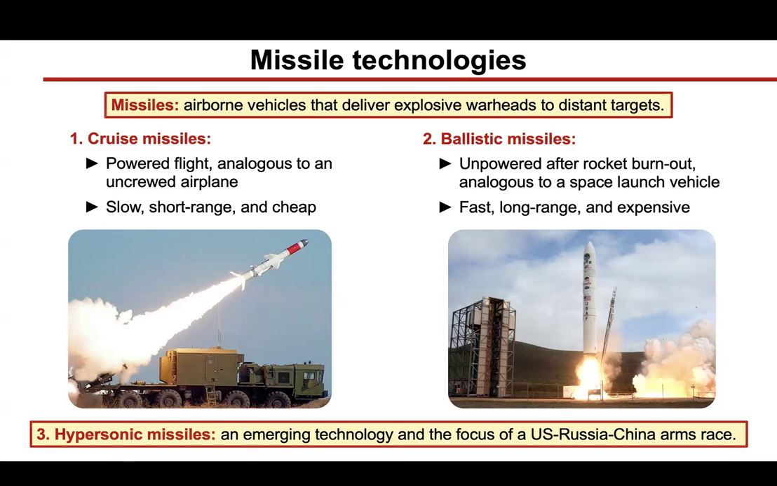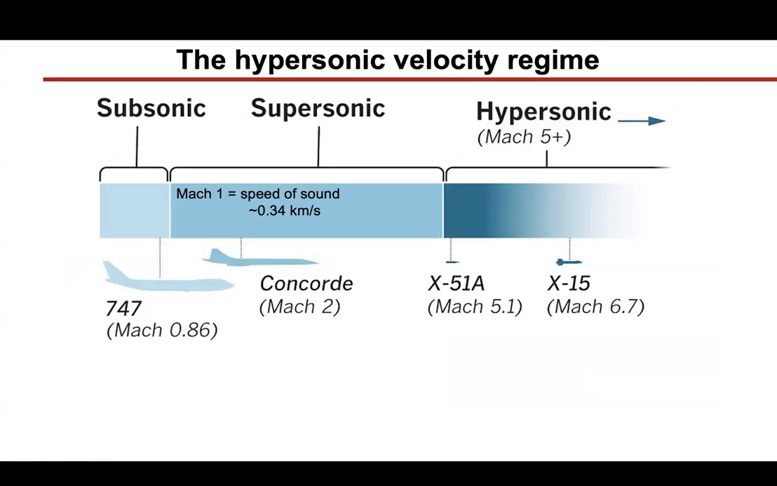So let's talk about what a hypersonic missile actually is, which gets a bit complicated. The term hypersonic refers to a velocity regime. And this diagram here splits the velocities of an aerial vehicle, an airplane, a missile, what have you, into three different velocity regimes. So on the left-hand side, you see the subsonic regime.